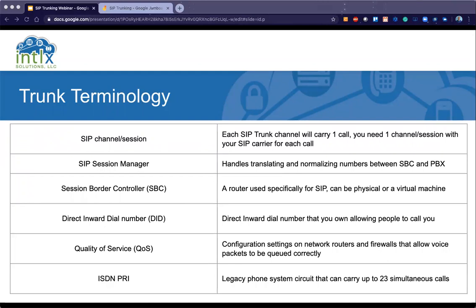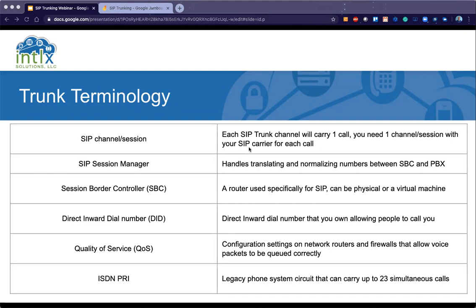Okay, so on a SIP trunk, how it differs in some ways, it's still the principle for every call we want to make. And when I say call, I'm talking about an inbound or an outbound call, a call that's going to leave the phone system or come into the phone system. We need a channel on a PRI or a T1, or we need a session with the SIP carrier. Most SIP carriers are going to bill you per SIP session. And if you have one SIP session on your SIP trunk, that means you can carry one call. A SIP session manager, now again, I know we do a lot with Avaya and Sangoma, which is your Asterisk-based PBXs.